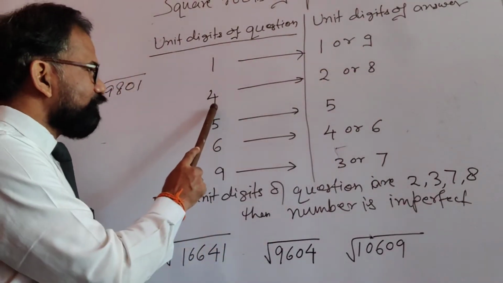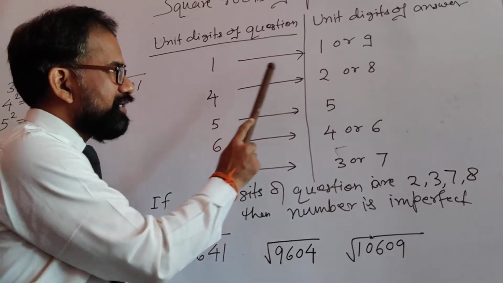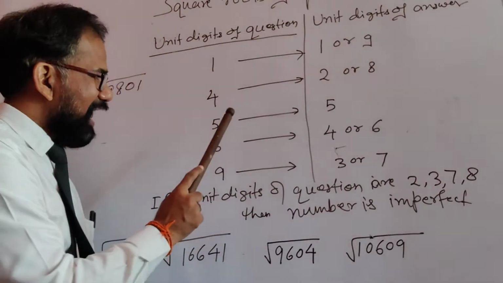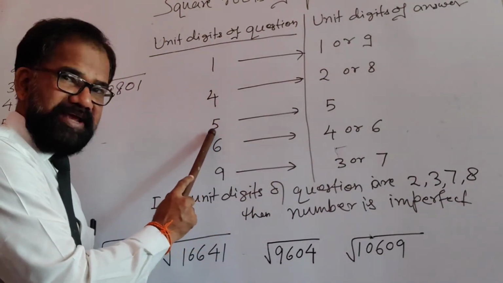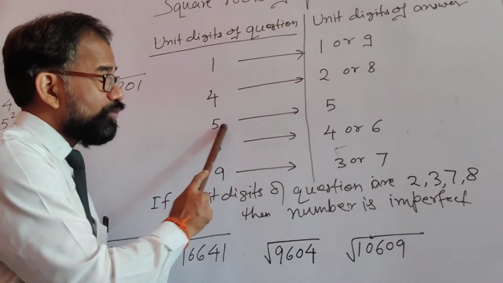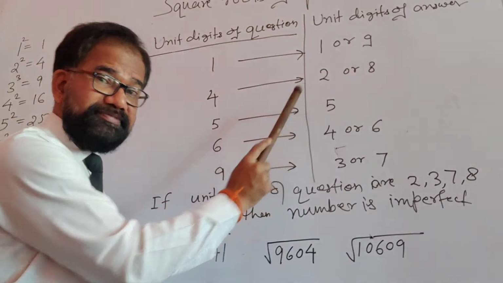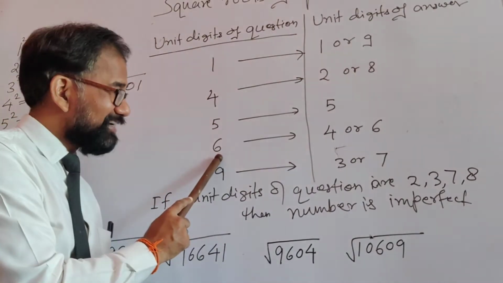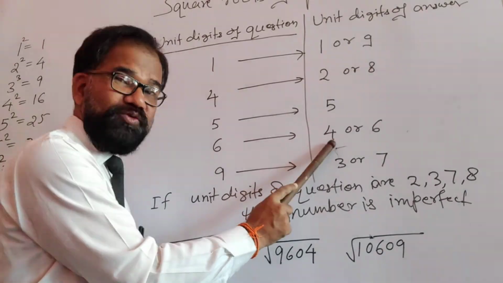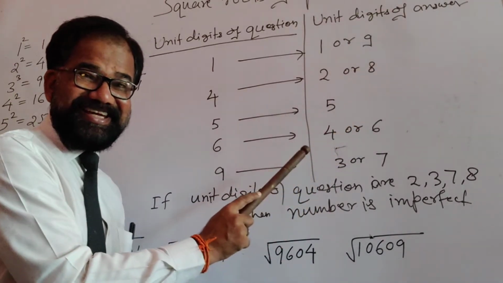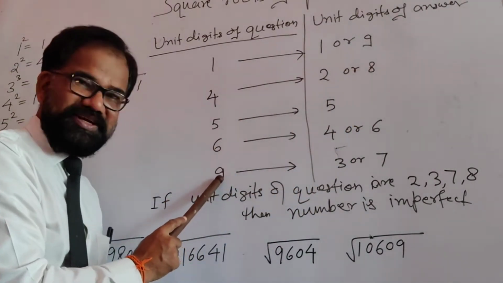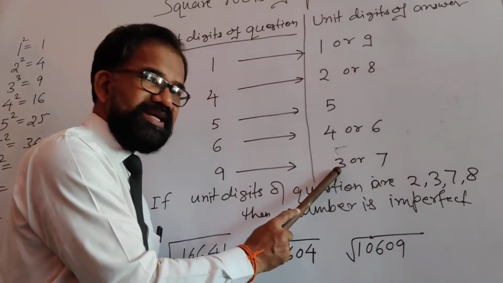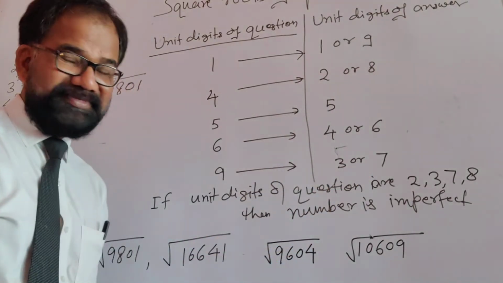And if the unit digit of your question is 4, then the unit digit of your answer will be 2 or 8, right? And if the unit digit of your question is 5, then the unit digit of your answer will be 5. And if the unit digit of your question is 6, then the unit digit of your answer will be 4 or 6, right? And if the unit digit of your question is 9, then the unit digit of your answer will be 3 or 7, right?